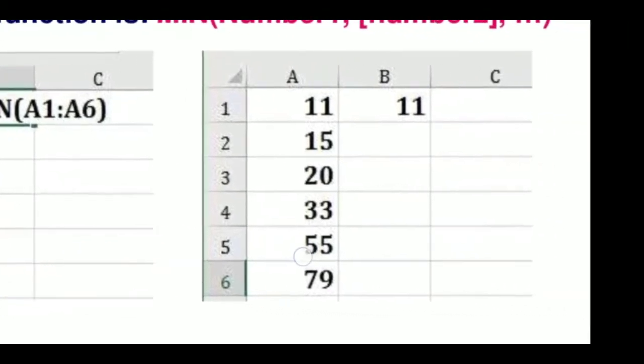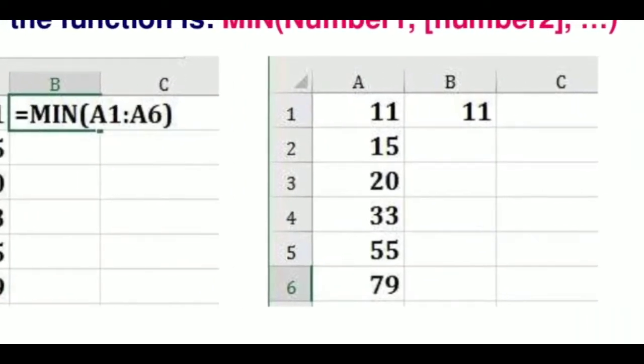So you can see the minimum value here is 11. Out of the given values 11 is the minimum value. So here the result has been displayed of the MIN function. This is the way you can use MIN function to find minimum value in MS Excel.